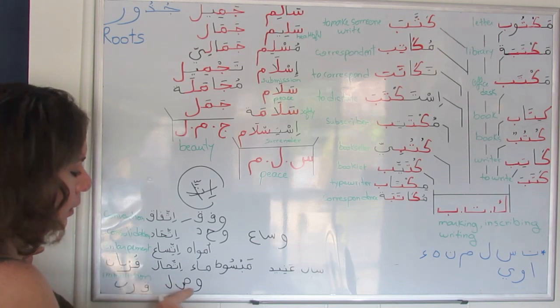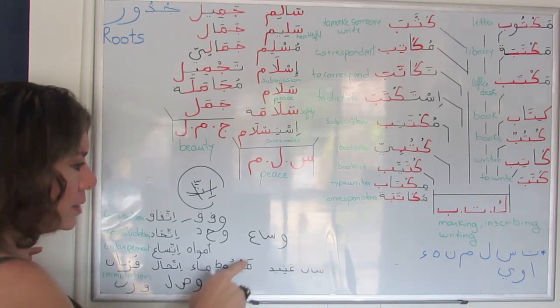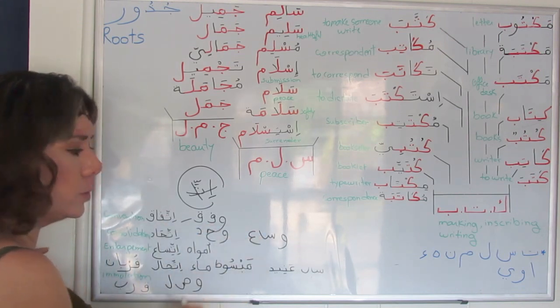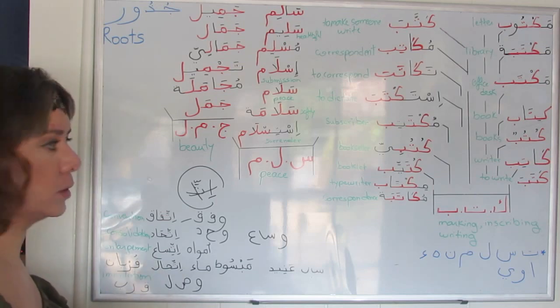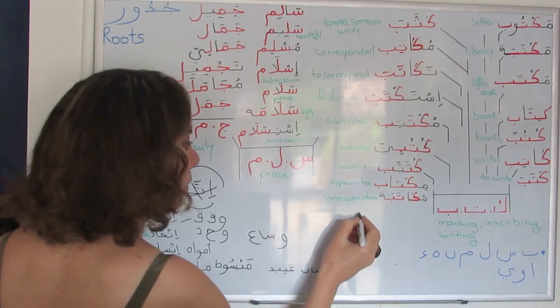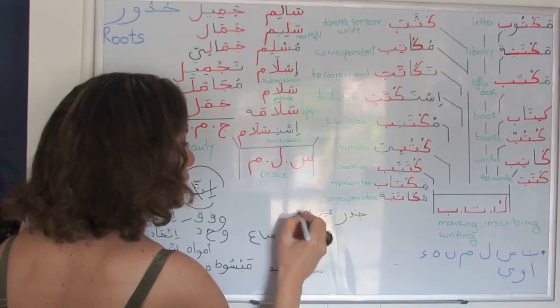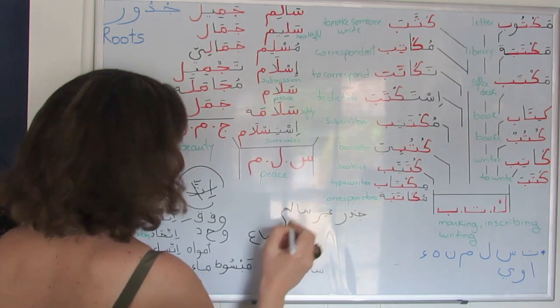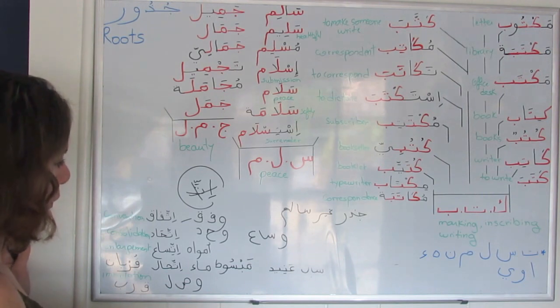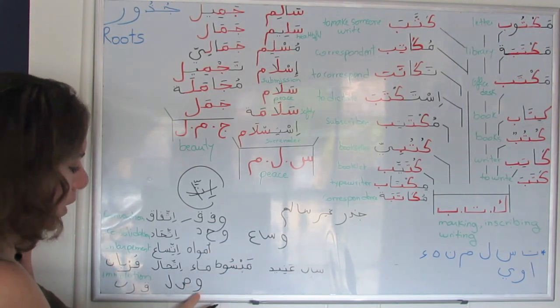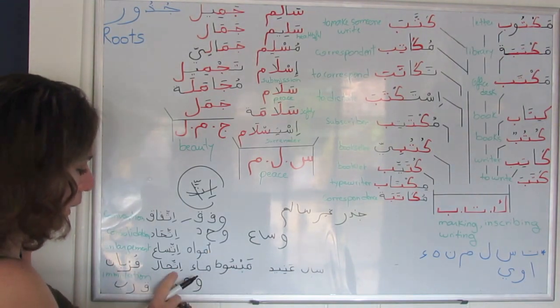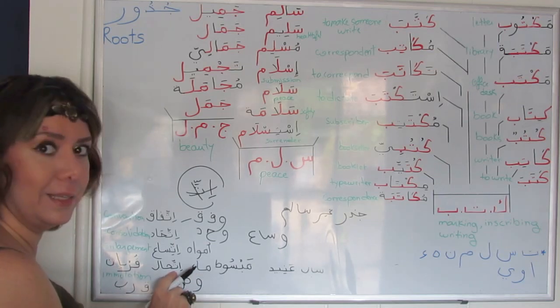Waw in the beginning. Wasala, see, these roots are unsafe roots, very tricky. So from wasala we can have the word ittisal.